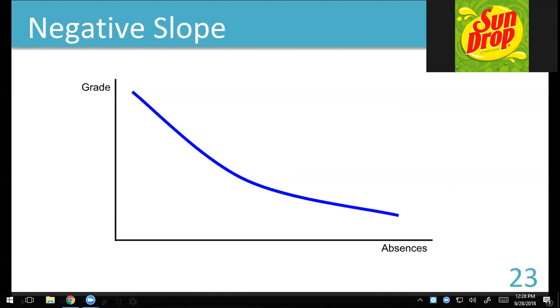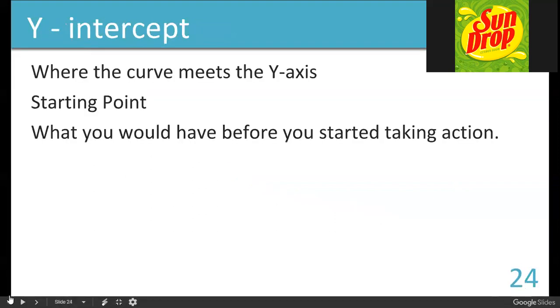I'm just scared. So, negative slope, when absences go up, grade goes down, so you have a negative number there. The whole idea here is we're going to be looking at some graphs because a picture's worth a thousand words, but don't panic, don't freak. I just want us to wrap our minds around it.